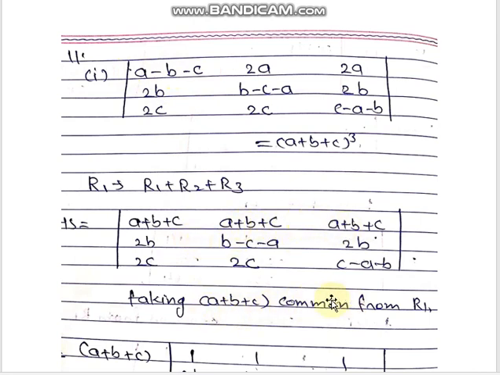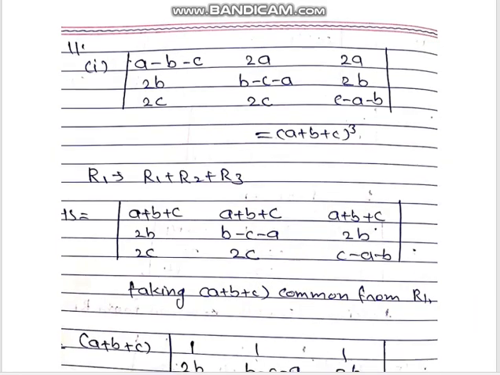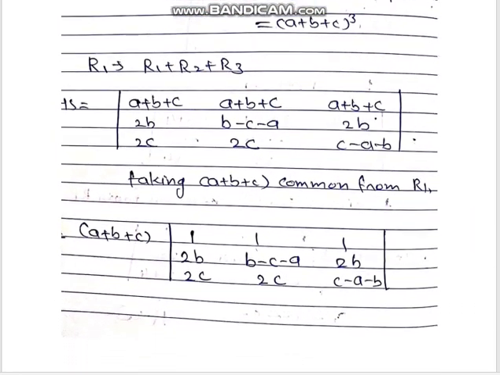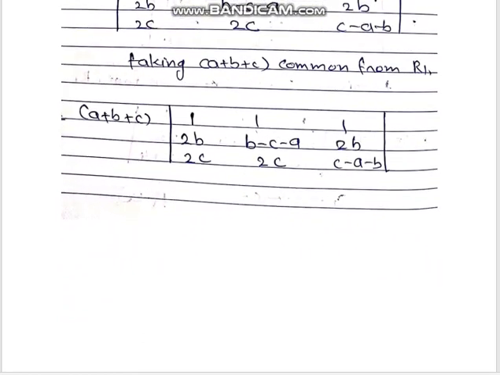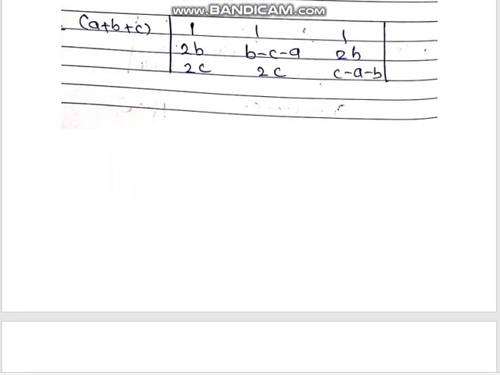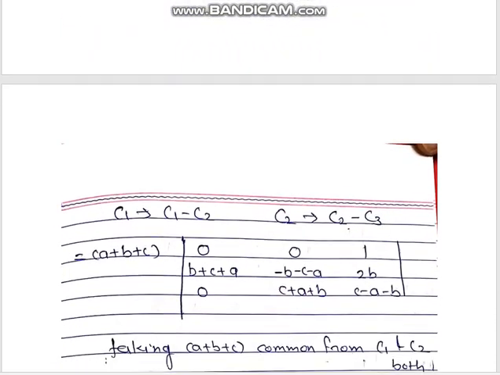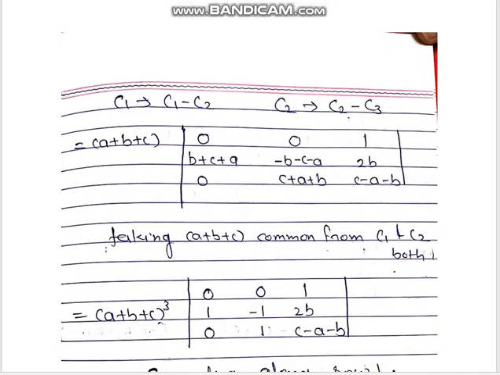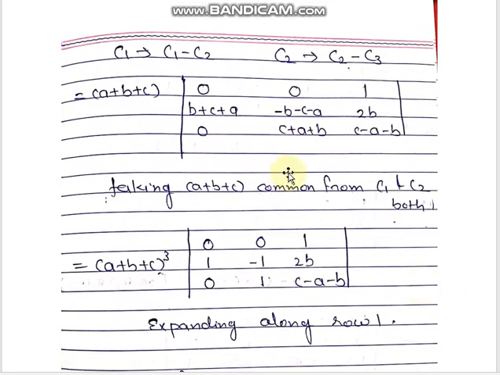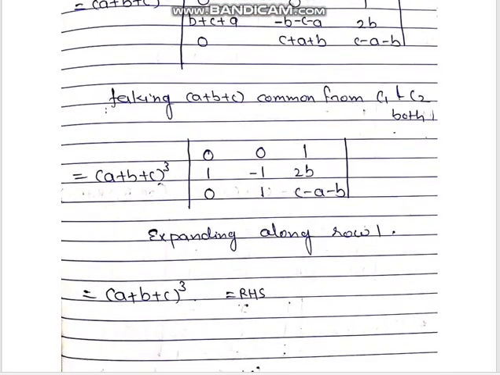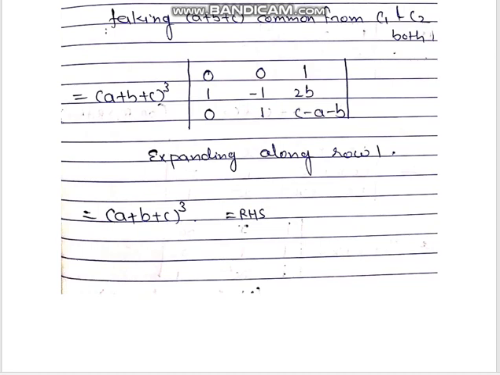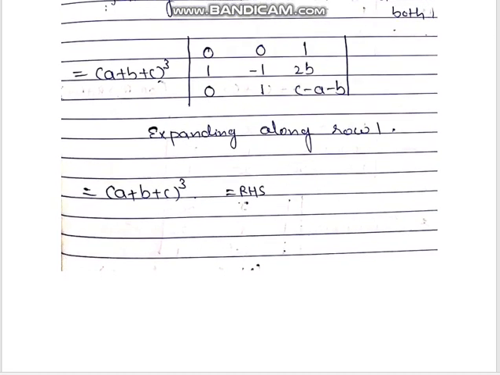Okay, now taking a plus b plus c common from row 1, so that will give you 1, 1, 1, 2b and b minus c minus a, 2b, 2c, 2c, c minus a minus b. Now next step would be C1 minus C2 and C2 minus C3. Okay, now again you can take a plus b plus c common from first column and from second column. So after taking it common, outside the determinant you will have a plus b plus c whole cube. Okay, and then if you expand the determinant you will get the value 1. So that will be our RHS.